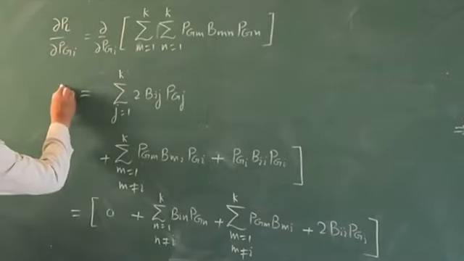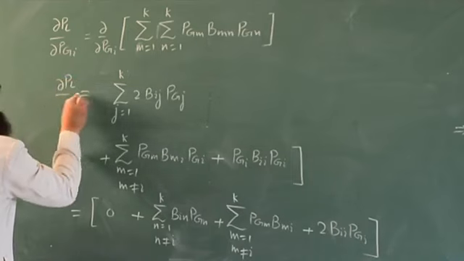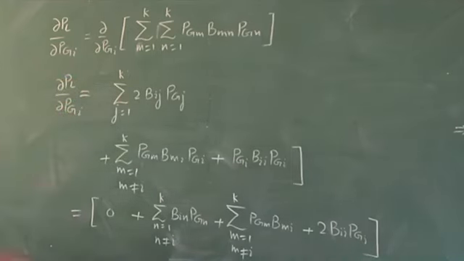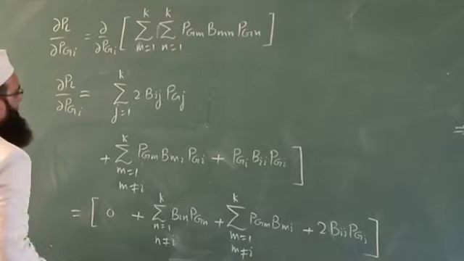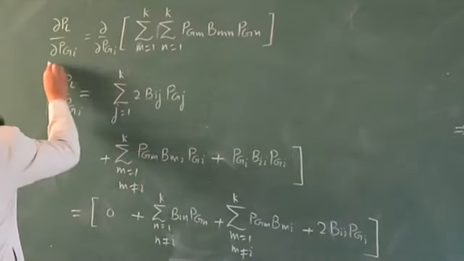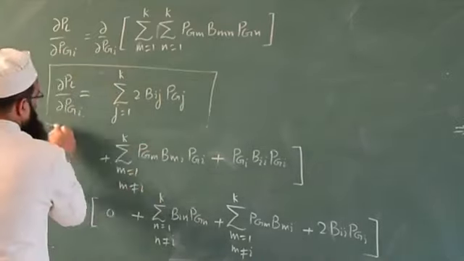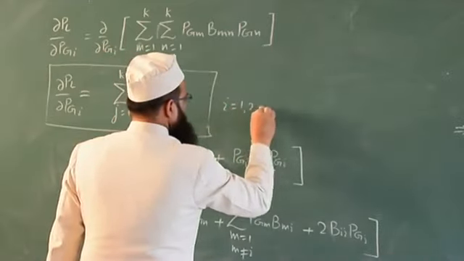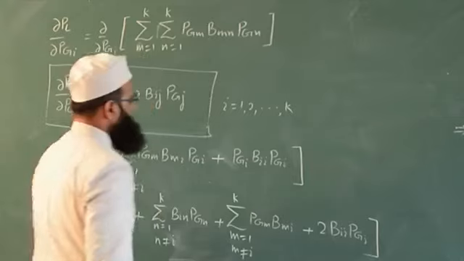So del PL upon del PGi, the incremental transmission loss at the ith plant, can be written as this, where i is equal to 1 to k.